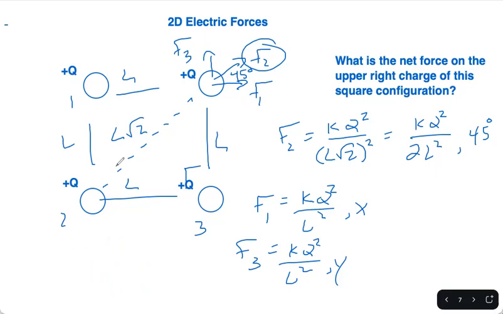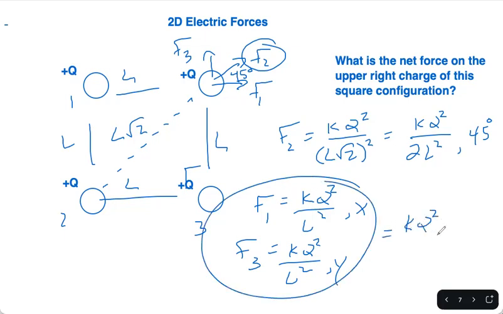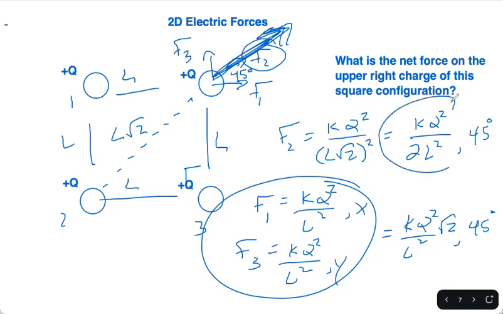So in this case, I know the sum of the forces. And again, when I say sum of the forces, remember, this is a vector. We're dealing with 2 dimensions here. That means if I take force 1 and force 3 and combine them, it's going to end up equaling KQ squared over L squared, root 2, at a 45-degree angle. Well, if that's at the same 45-degree angle now as force 2, then I can just add these 2 together to get the total net force.